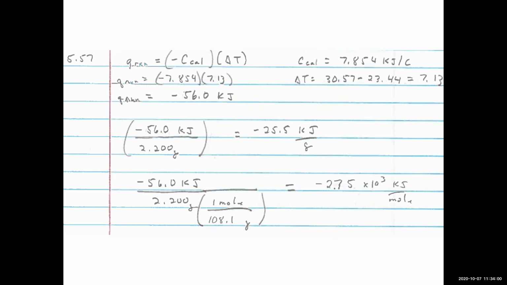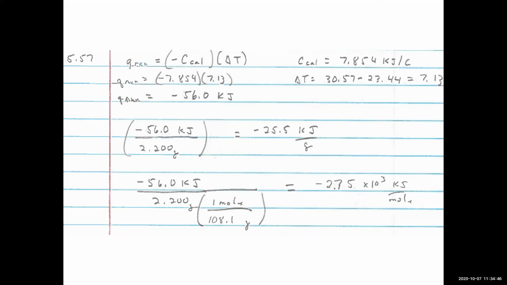So we take a look at this problem, we see we have a weight of quinone, we have a heat capacity for our calorimeter. And so we think back to the formula we talked about a few minutes ago when we were talking about calorimeters. And so the Q reaction is equal to minus the calorimeter constant times delta T. We were told the calorimeter constant was 7.854, and our delta T, if we subtract those numbers, is 7.13. We do that math, and we get a value of minus 56 kilojoules.